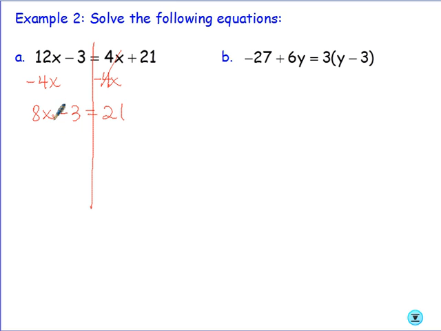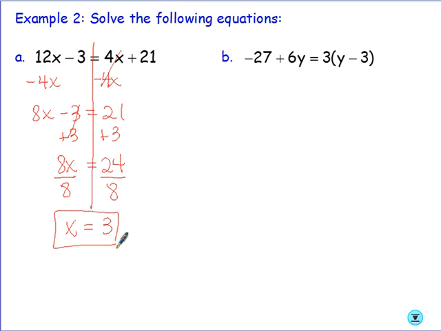We want to move the minus 3. The opposite of minus is addition. That leaves us with 8x equals 24. Divide both sides by 8. And now our answer is x equals 3. So that was a situation where we had step number 3, variables on both sides. So let's look at B.